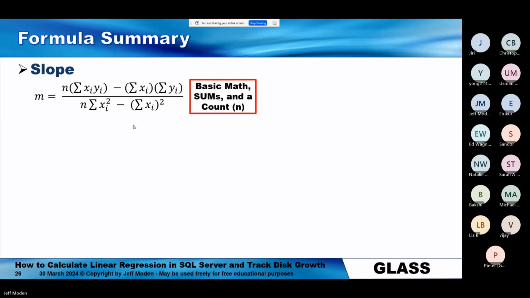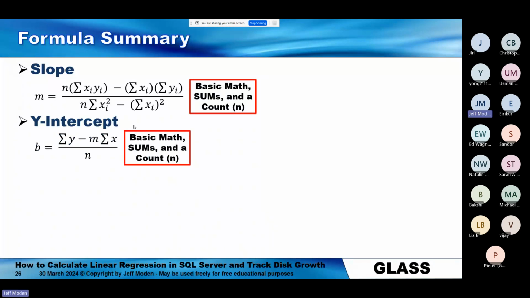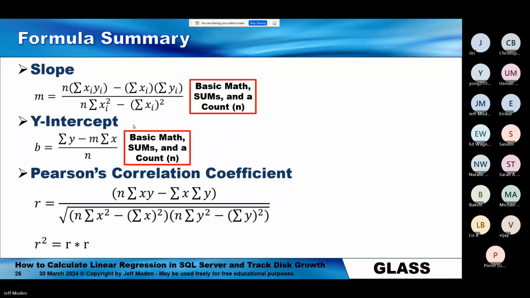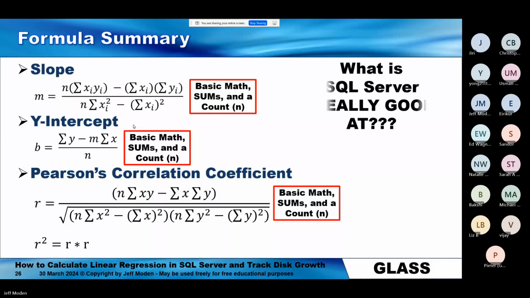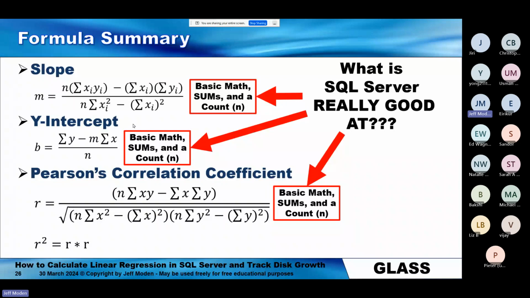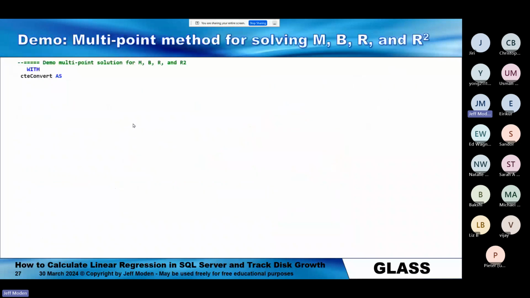If we look at that, that formula has three different things in it: some basic math, some sums, and a count. If we look at the y-intercept formula, guess what that contains? Some basic math, some sums, and a count. And if we look at Pearson's correlation coefficient, oh my God, that monster. It contains basic math, sums, and a count. Guess what SQL Server is really good at? Basic math, sums, and counts. Okay, so let's see how we can do this in SQL Server.